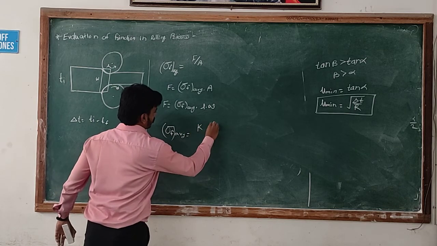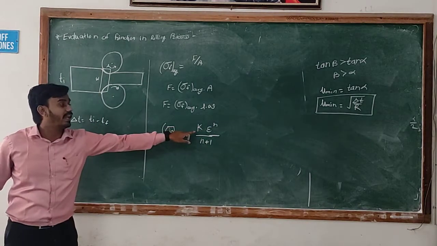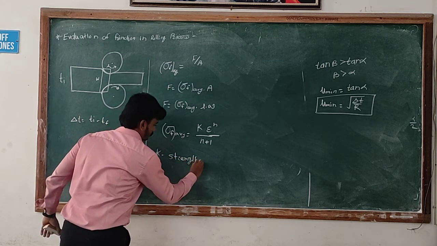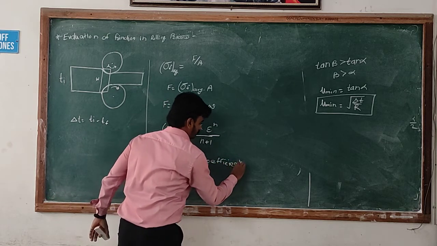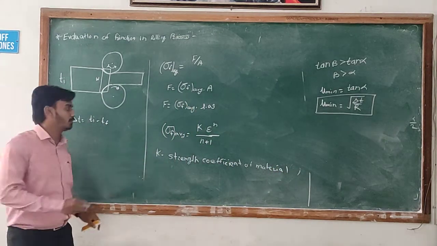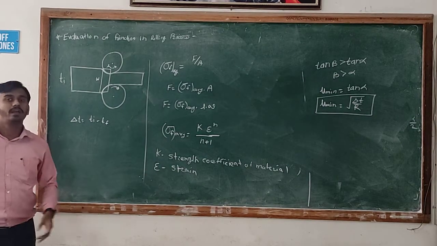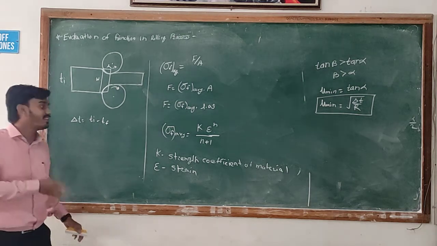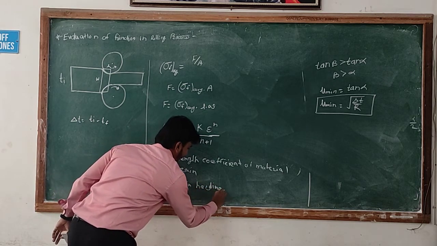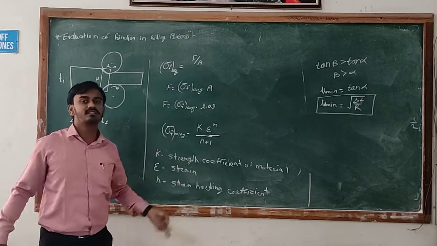Is equal to K into epsilon raised to n divided by n plus 1, where K is the strength coefficient of the material, epsilon is the strain value, and n is the strain hardening coefficient.